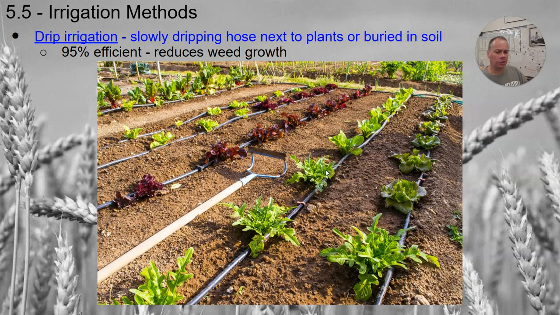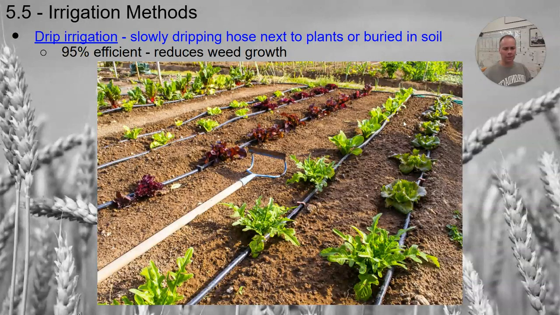And then the final type of irrigation, the most efficient, is drip irrigation. Drip irrigation uses special hoses that are placed along the rows of whatever crops are being grown, and they drip out very small amounts of water constantly. This drip provides the amount of water that's needed to the roots of these plants, without releasing excess water that's just going to be lost to evaporation. Drip irrigation is 95% efficient, so very little water is lost to evaporation. It also reduces weed growth because you're not providing water to the entire soil. You're only providing the water to the areas where you have these crops growing.